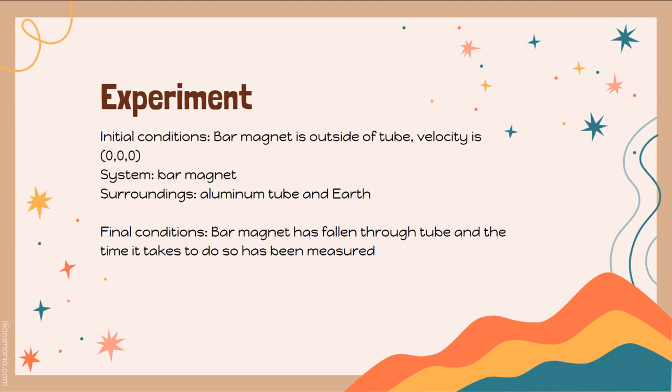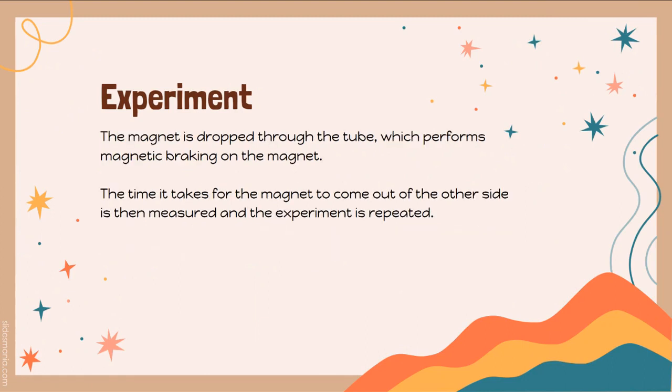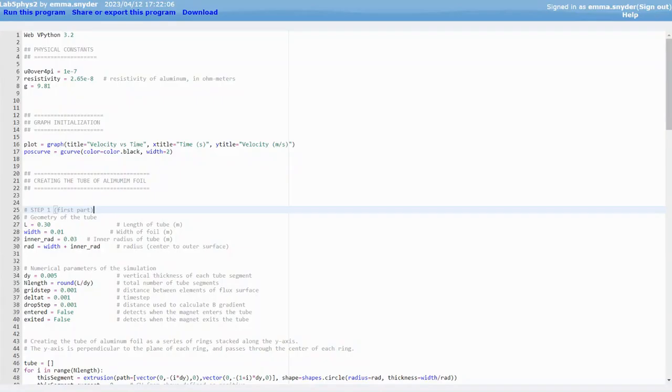The initial conditions of the experiment: the bar magnet is outside of the tube and the velocity is 0. The system is the bar magnet, and the surroundings are both the aluminum tube and the earth. So in this experiment, the magnet is dropped through the tube, which performs magnetic braking on it. Then the time that it takes for the magnet to come out the other side is measured, and the experiment is repeated to get an average time.